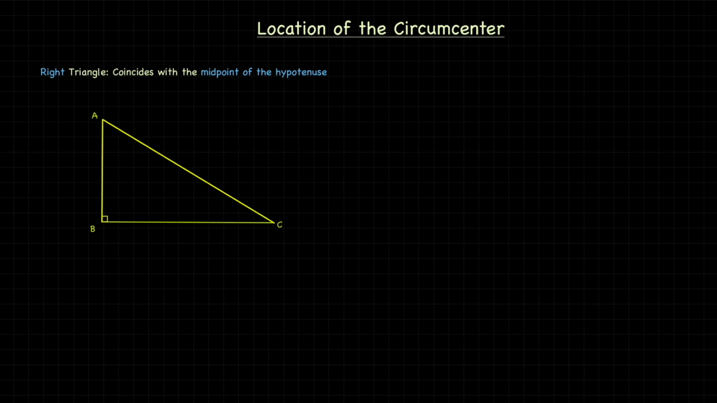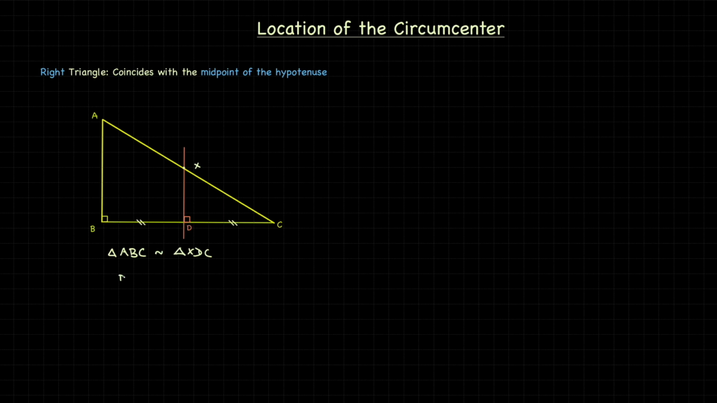The last set of properties relate to the location of the circumcenter. For the right triangle, we will show that the circumcenter coincides with the midpoint of the hypotenuse. Consider this right triangle ABC. I'm going to draw the perpendicular bisector of BC. Let's say it intersects the opposite side at point X. If we consider triangle ABC and compare it to triangle XDC, they are both right angle triangles and they also share the angle C. This means that they are similar triangles.